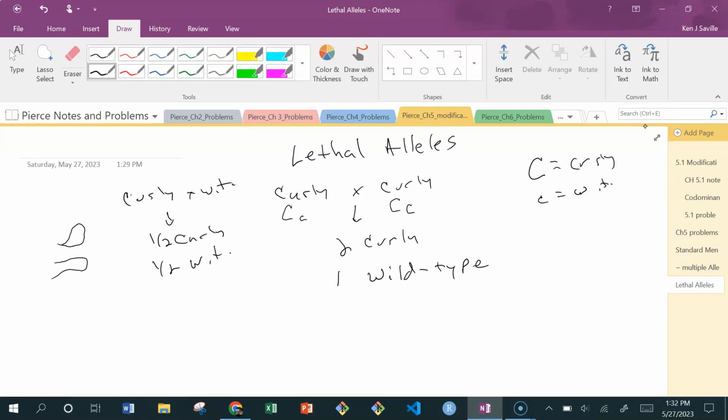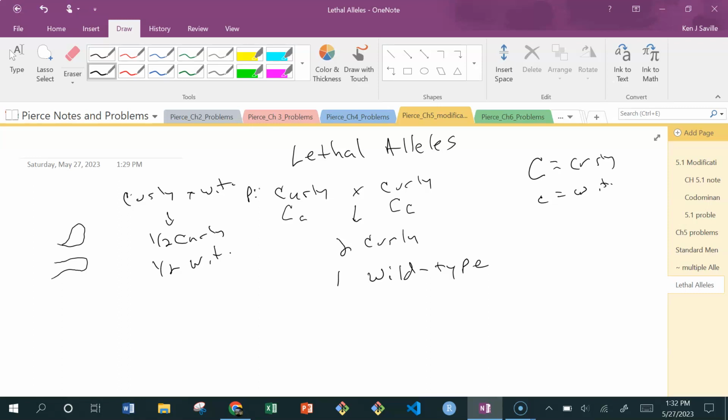How do we know that? Because we know it's a monohybrid cross, which means we know these parents here are heterozygous, because that's what a monohybrid cross means. And if they're heterozygous and they show a curly phenotype, that means that curly is dominant.